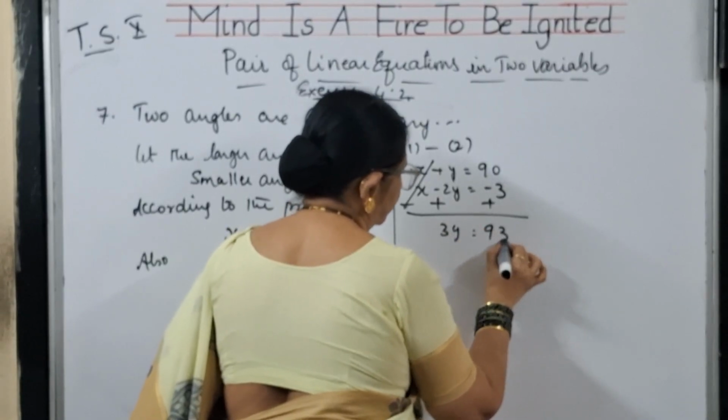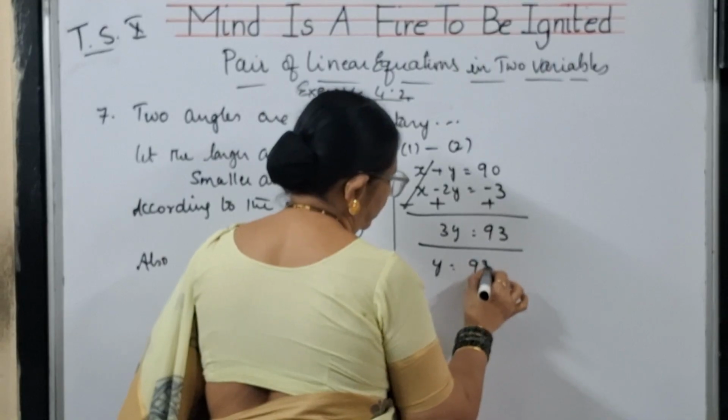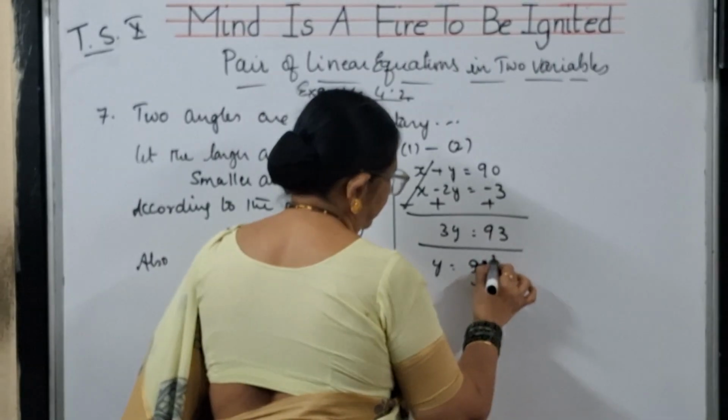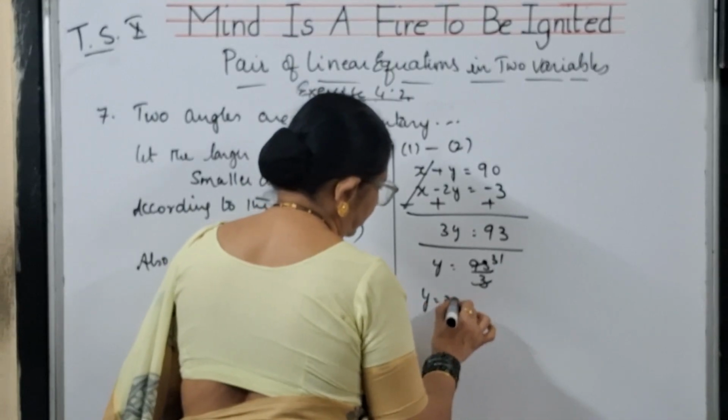3y is equal to 93. So what is y? 93 by 3. 3 3s are 9, 3 1s are 3. So y is equal to 31.